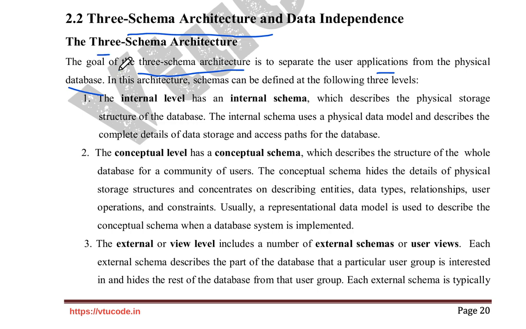As the name suggests, there are three levels. First, the internal level. This has an internal schema which describes the physical storage of the database. The internal schema uses a physical data model and describes the complete details of data storage and access path of the database. That is, this describes how data is physically stored on the disk, and includes file structure, indexes, and record formats.